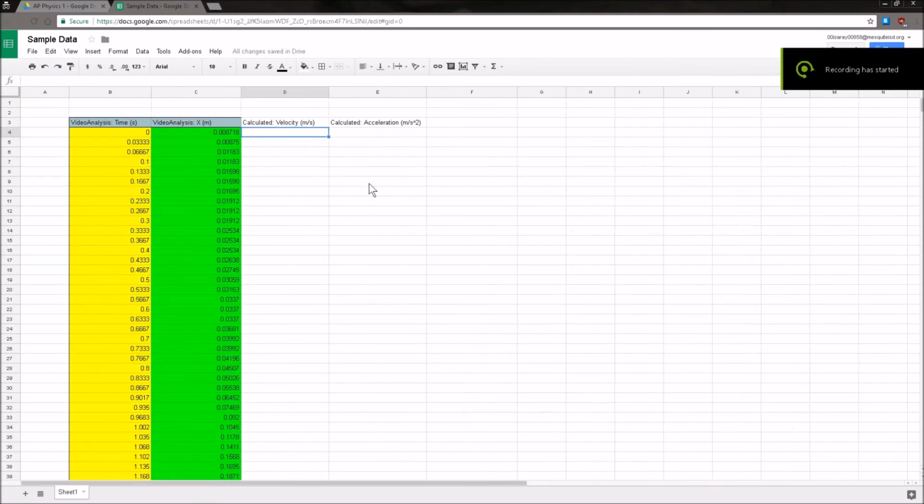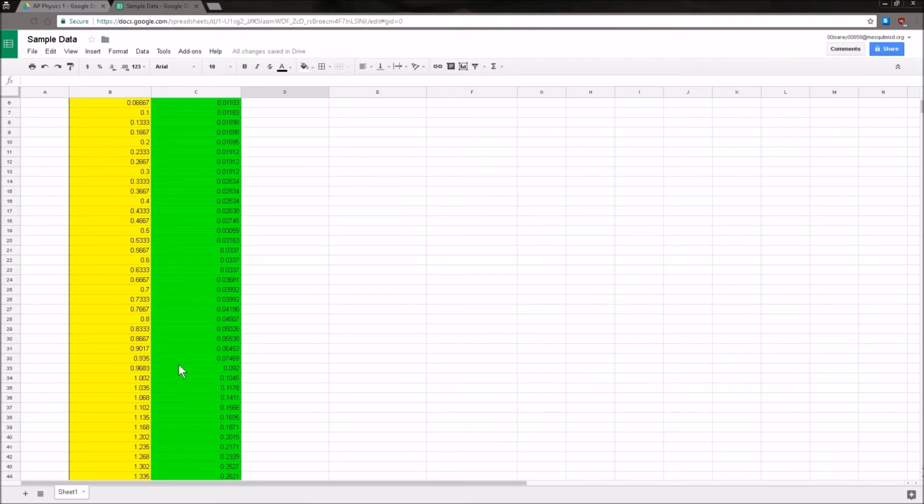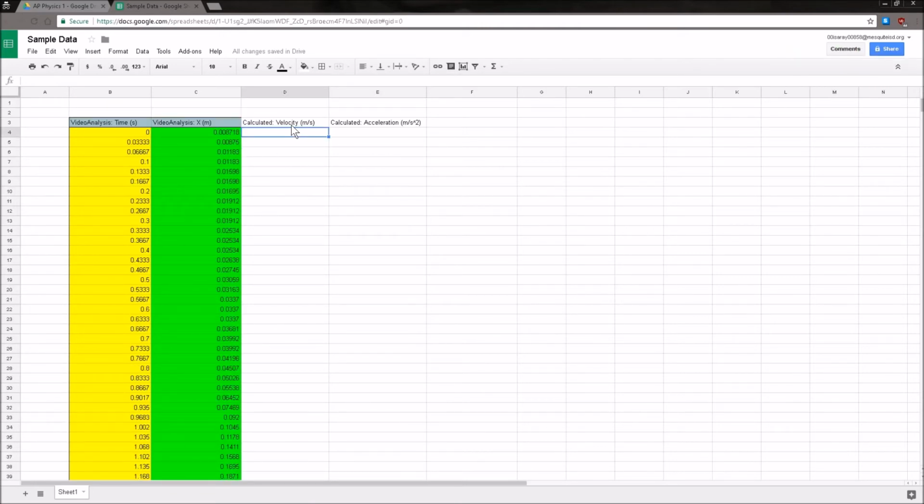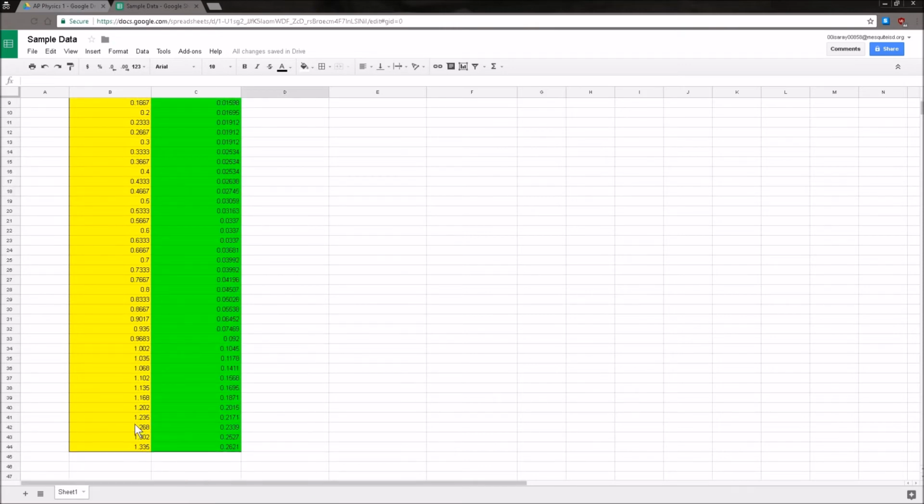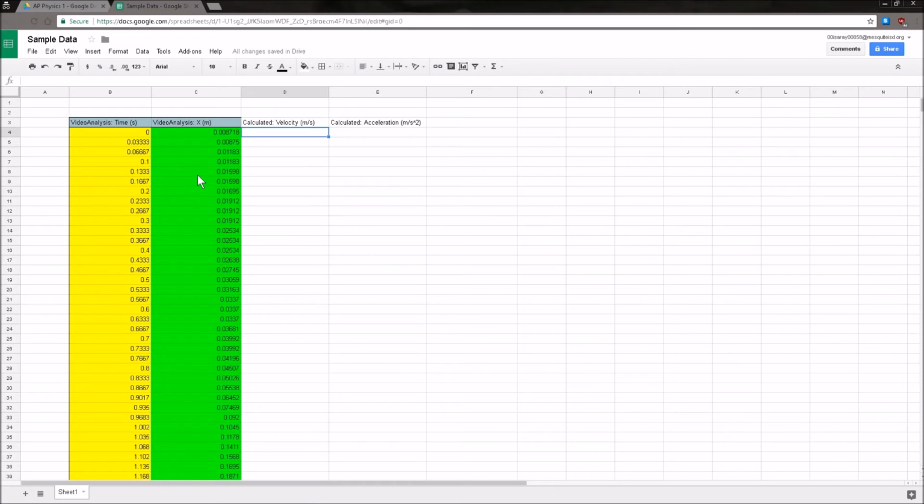Alright, so the last important thing that I'm going to show you in this tutorial is how to do calculations on large data sets like this. Now, let's say that you don't know the velocity, so your Vernier Quest does not actually output the velocity for you, so you need to calculate it yourself. We know that the formula for velocity is the change in x over the change in time. But trying to do that for every single one of these points would be very time consuming, because there's about 40 data points right here.